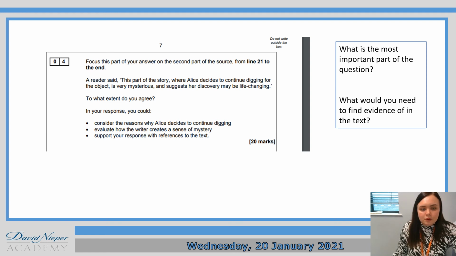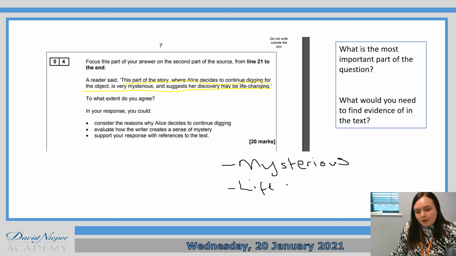So the statement for this one says that this part of the story, where Alice decides to continue digging for the object, is very mysterious and suggests her discovery might be life-changing. So in terms of what it's asking us to look for, it's asking us to look at if there's anything that makes us feel that this is mysterious. Okay, but they're also asking us to think about what might be life-changing about this discovery. So you would also need to find out any quotations that might suggest that it's life-changing. Okay.